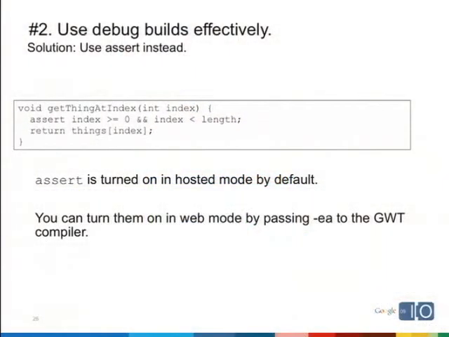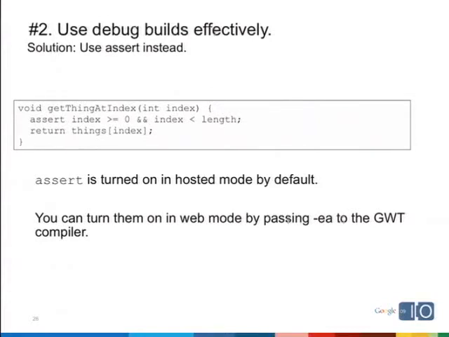So what we advise instead of throwing exceptions in many cases is that you actually just use assertions. Assertions are turned on by default in hosted mode. You can turn them on in web mode by passing the -ea flag. And one of the things you'll notice is that once you put an assert in here, this, of course, disappears in a release build. And again, this is code you don't have to run. Plus, this method, which previously probably could not have been inlined, is now available to the inliner.